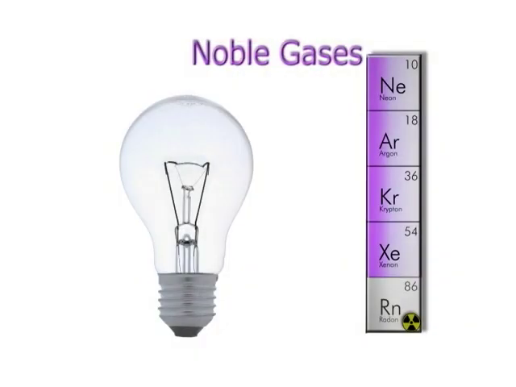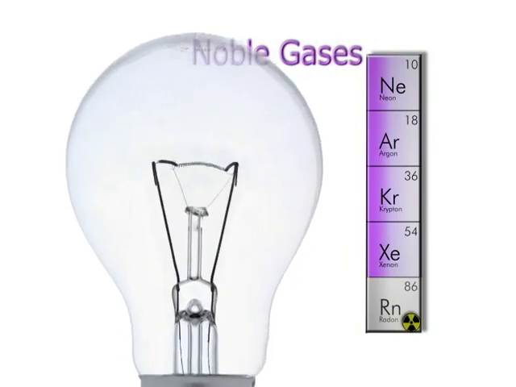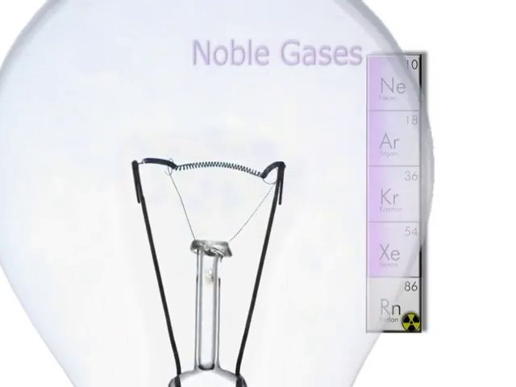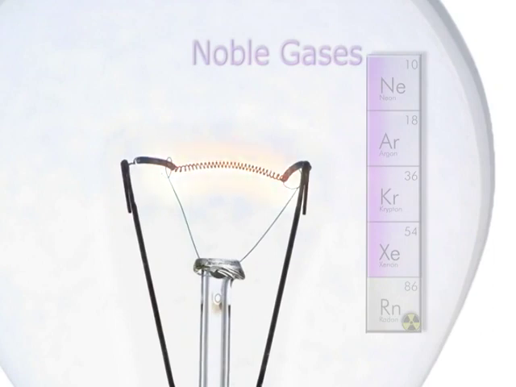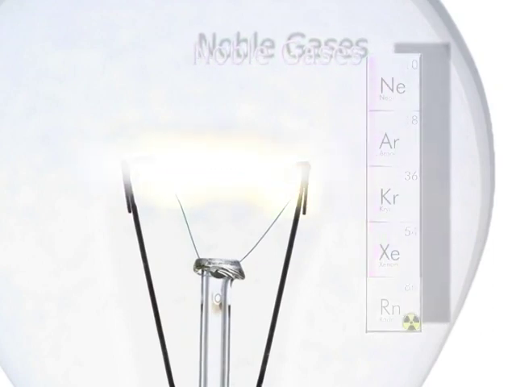They won't react. Many light bulbs are filled with noble gases like argon, because when the filament glows white hot, the gas won't react and get hot and burn up. These gases are inert. They are stable and noble. They are the noble gases.